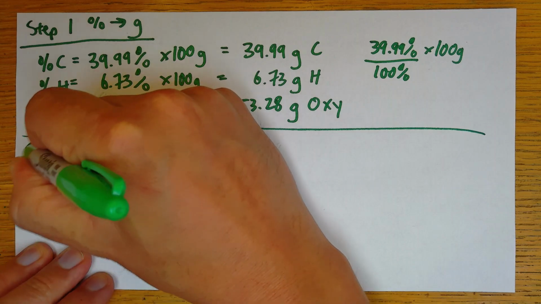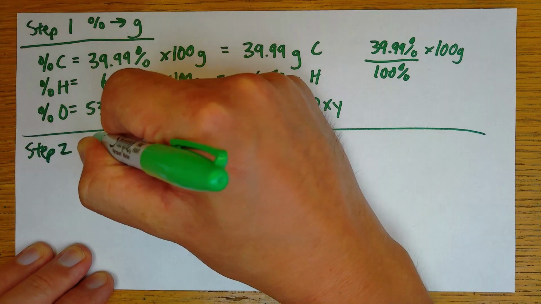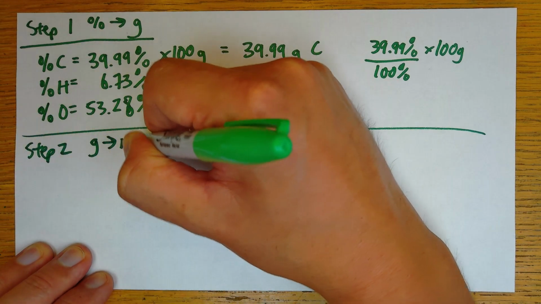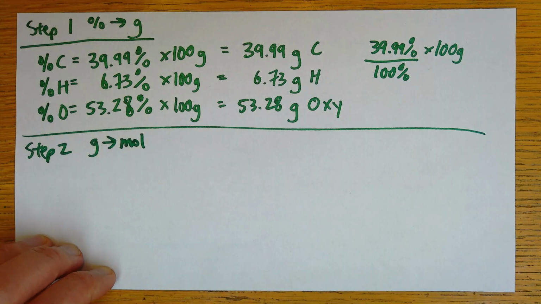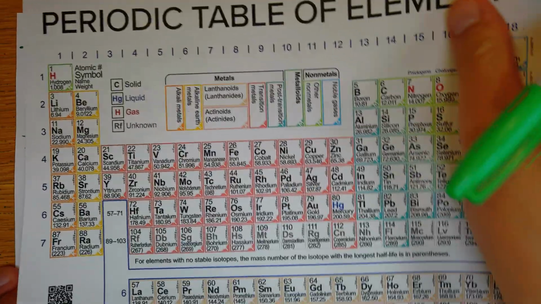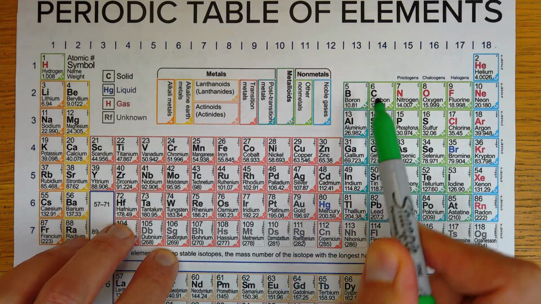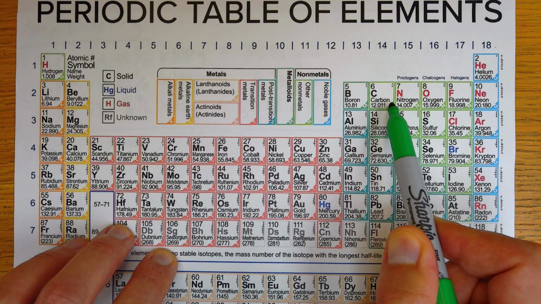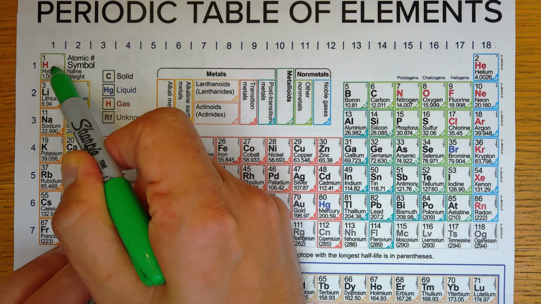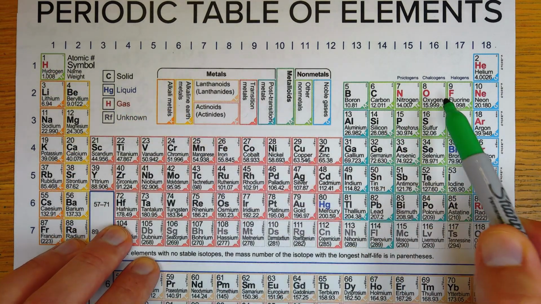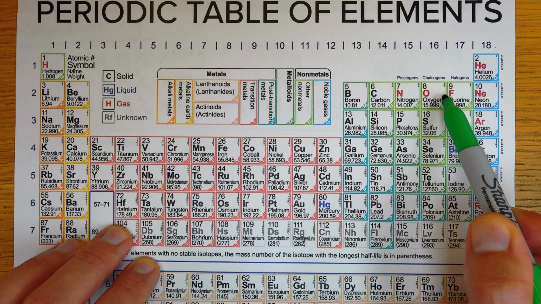All right, so step 2, we're going to change grams into moles. And to do that, we will need a periodic table. So we're going to need the molar masses for the elements involved. We have carbon at 12.011, hydrogen at 1.008, and then oxygen at 15.999.